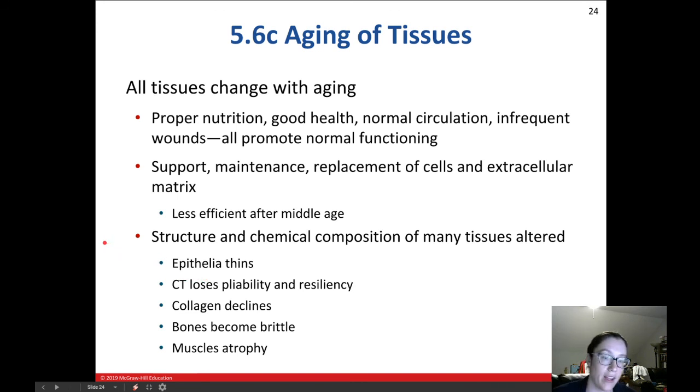All right, so that is all I have for you for tissues today. And we're going to pick up next week talking about the integumentary system. And also this week in lab, we'll talk about the integumentary system.